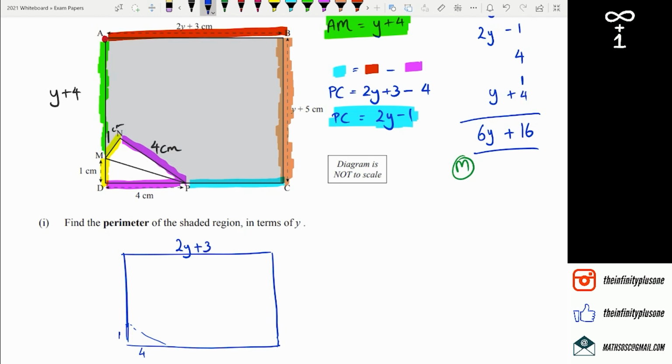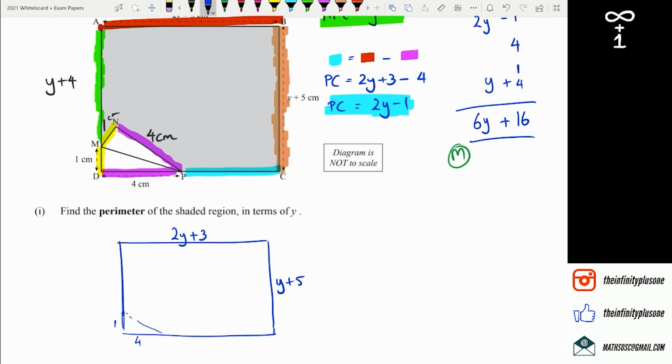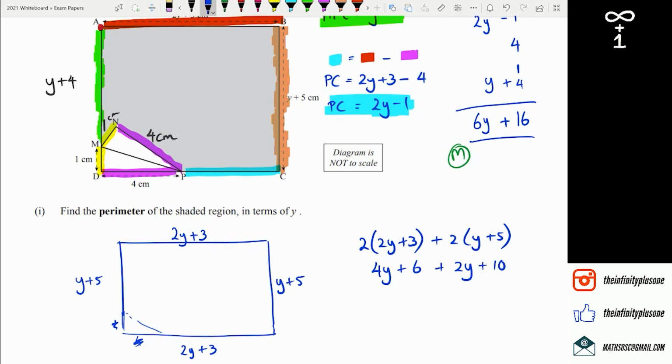So we've got 2y plus 3 and y plus 5. And if you think about it, ignoring the 4 and the 1, the base of this rectangle is going to be 2y plus 3, and the height is going to be y plus 5, because it is a rectangle. So we can just go 2 times 2y plus 3 plus 2 times y plus 5, because it's base times 2 plus height times 2, and you should have the perimeter. So here we've got 4y plus 6 plus 2y plus 10, and if we add it up, we get 6y plus 16. And as you can see, these two answers are exactly the same.